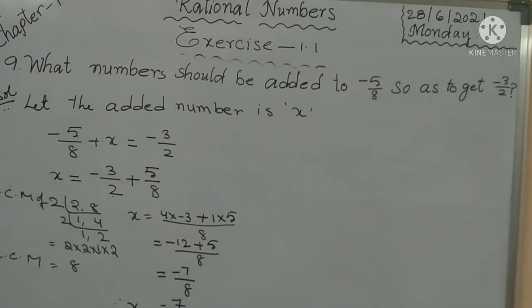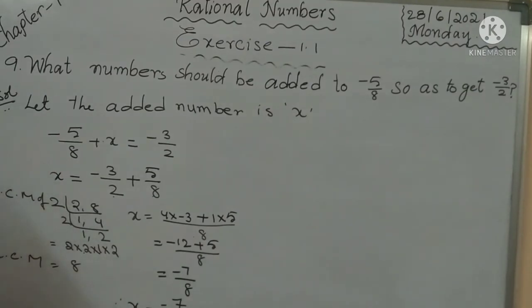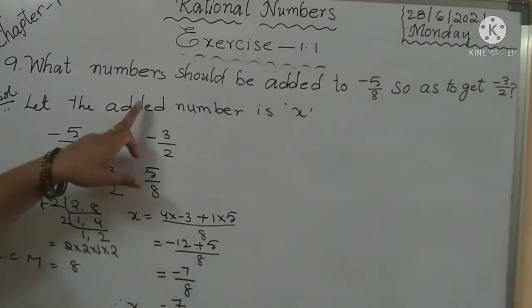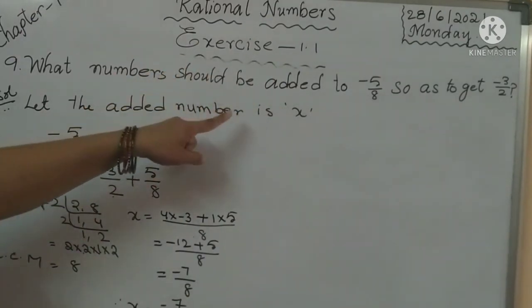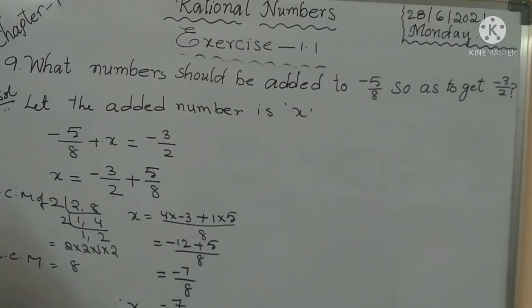So what number should be added to minus 5 by 8 so as to get minus 3 by 2? So we should add the number minus 7 by 8. So finally what do we write here? Minus 7 by 8 should be added to minus 5 by 8, we will get minus 3 by 2. Understand here? This is the ninth solution. Okay?